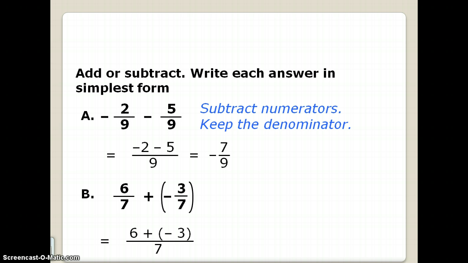Example B, 6/7 plus -3/7. Again, we have a common denominator, so we can combine the numerators to be 6 plus -3, which really is also the same as 6 minus 3, leaving us with 3/7. And both answers are already in simplest form.